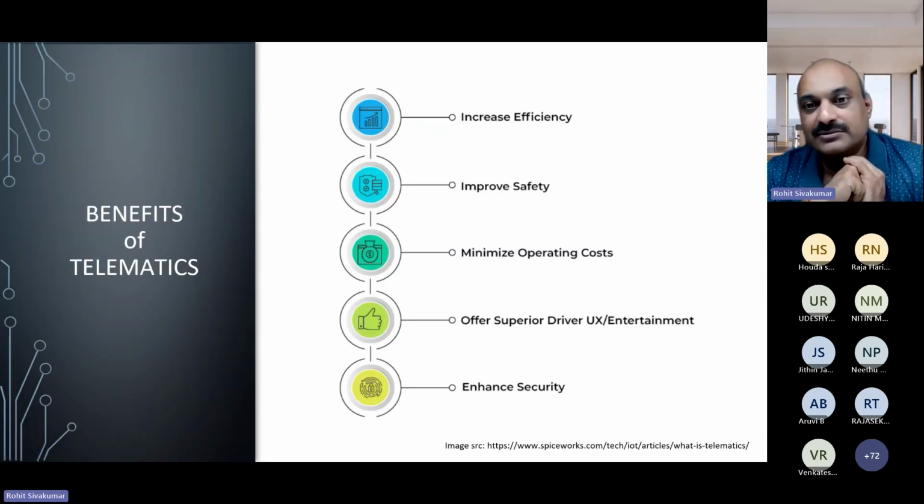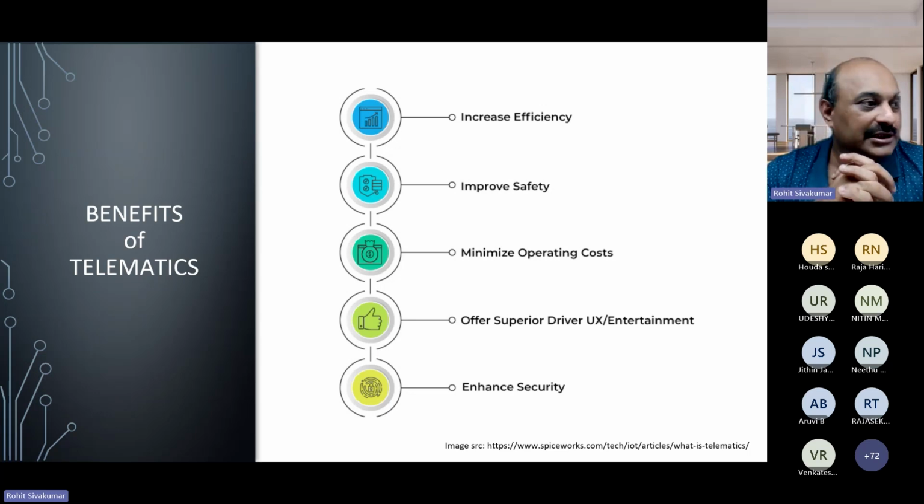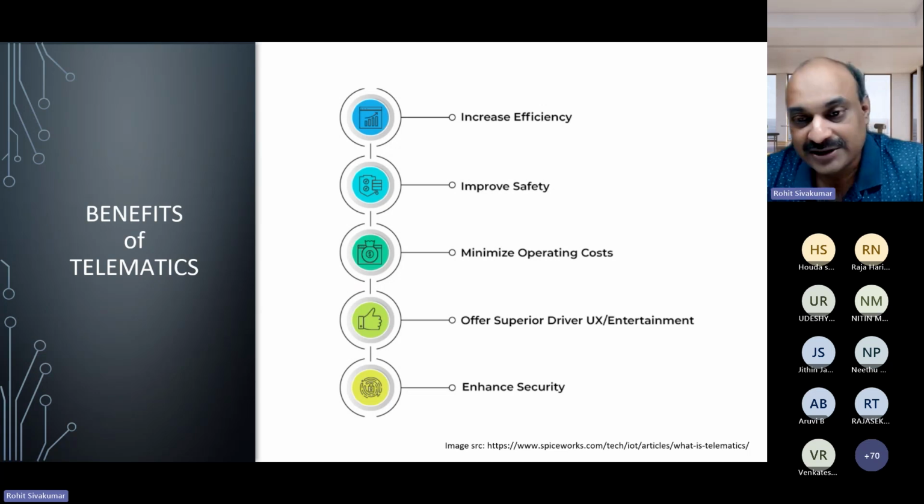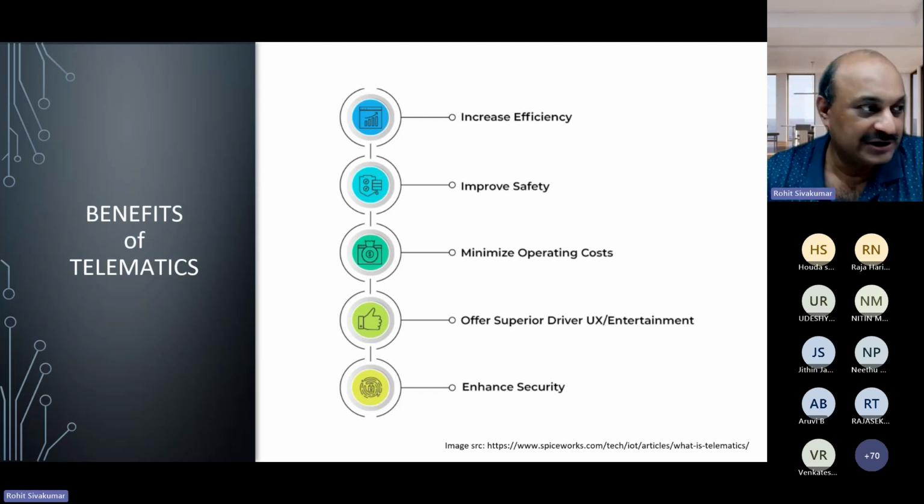So it benefits in terms of efficiency. It helps you to improve safety. It minimizes the operating cost. Costly repairs can be done away with. It offers a good, superior driver UX and UI environment and entertainment system, because you have a good amount of controls that show alerts and tell you what needs to be done. You don't have to worry about the car breaking down on a long journey, whether it's cargo transportation, passenger transportation, commercial transports, and so on.